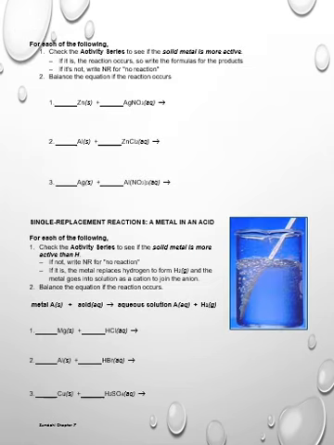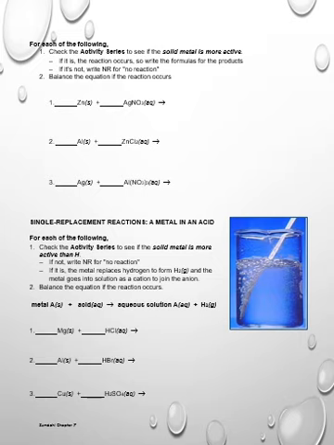So we're now going to look at a few example problems here. The first thing that you need to do is pause the video and go check your metals on the activity series to find out whether or not the element that is by itself is more active. Again, if it is more active, then the reaction will occur. If it is not as reactive, then we would just write NR for no reaction.